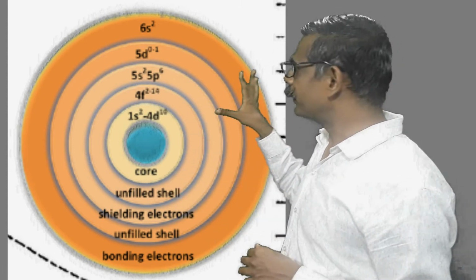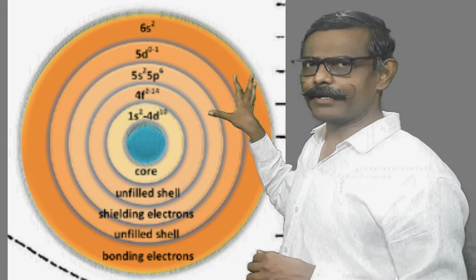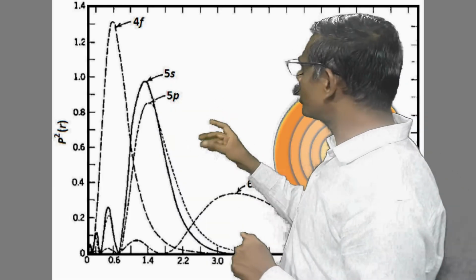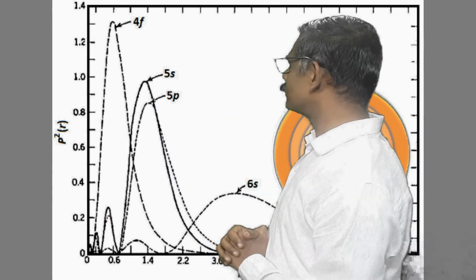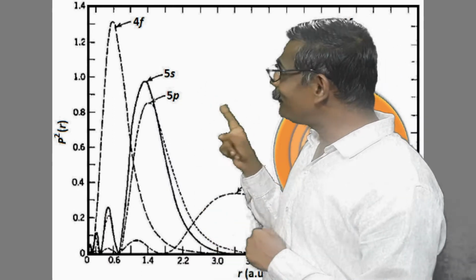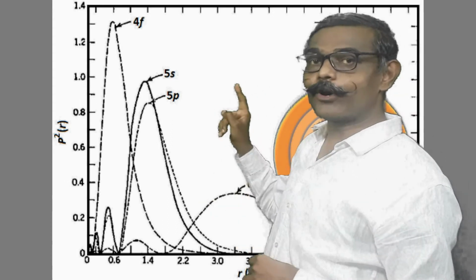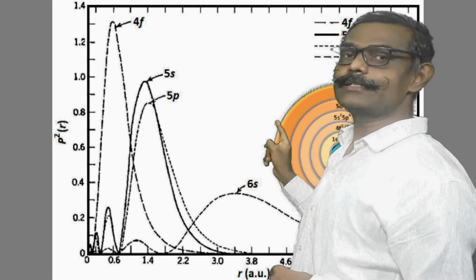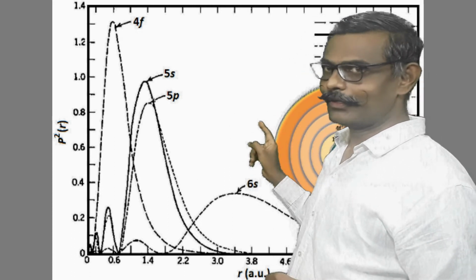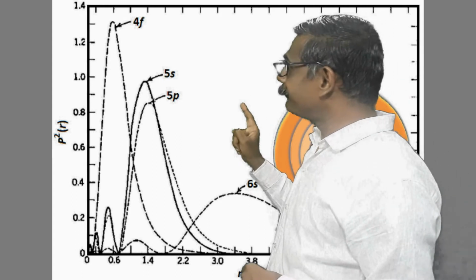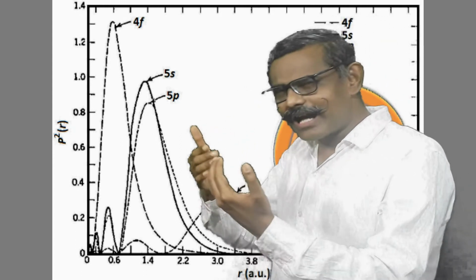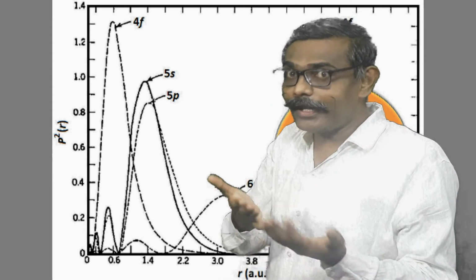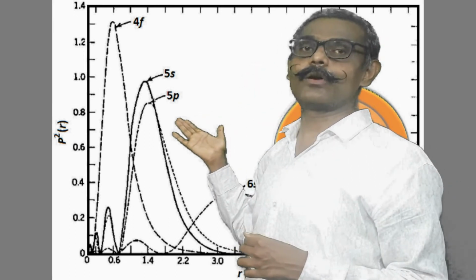This is the electronic configuration. It is a general diagram. From the quantum chemistry point of view, from a radial distribution point of view, see the electronic configuration here. You will find selective peaks shown for 4f, 5s, 5p and 6s orbitals. So from this diagram, it is very clear that 4f orbitals are deeply buried inside, protected by outer orbitals.